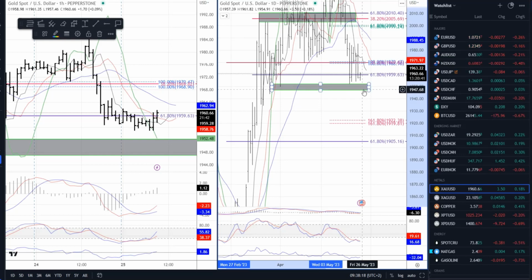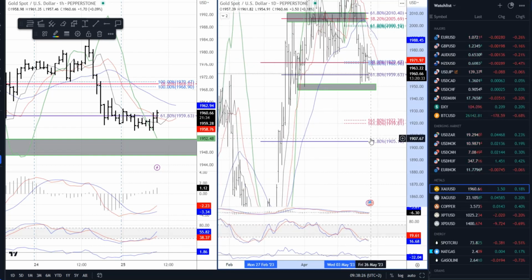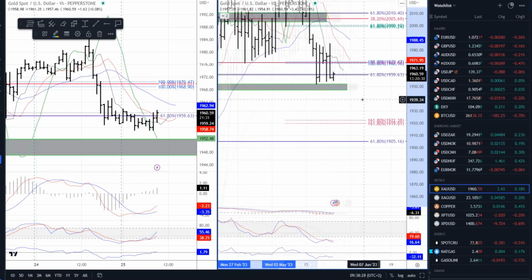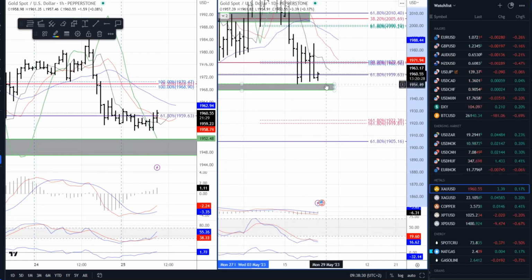A further bigger drop to the downside, for example, if the market can clear 1945 or so, then we might see 1920 and potentially even 1907. But for now, we don't see that on the tape, and I see the potential for an upside reaction in the next period.